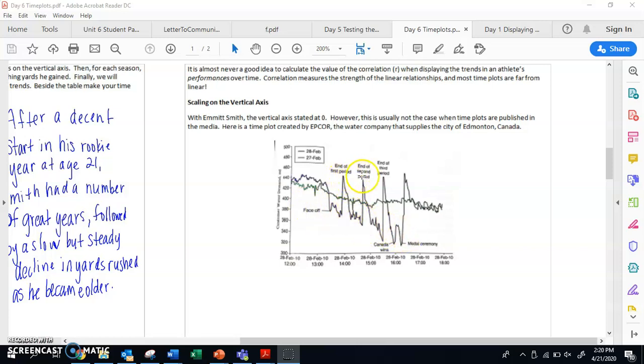And then all the way up here, the water usage was really high. And you might be thinking, well, why is that? Well, it's because this is during the game, and the spikes happen at the end of the first period, second period, and third period, and then after the ceremonies and everything were over.